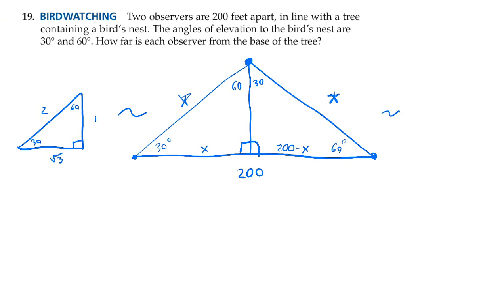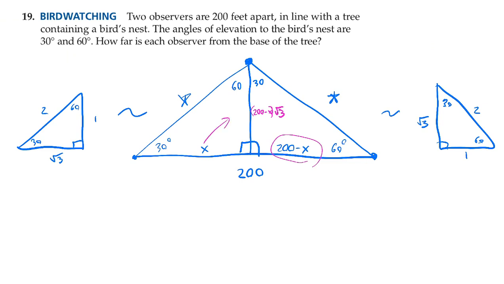And this one's similar, just oriented the other way. We have a 30, a 60, and a 90. This is a 1, 2, and a root 3. So if this is 200 minus x, well then this is 200 minus x times root 3, using the right special triangle there. And on the left, wait a second, this is the root 3 side, so to get to that, it's x divided by root 3.